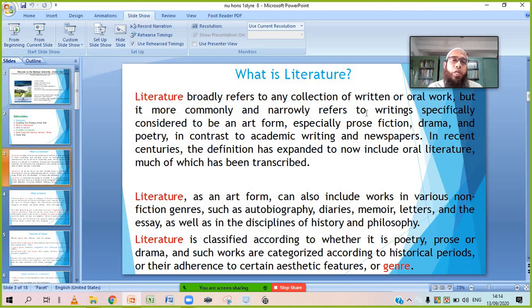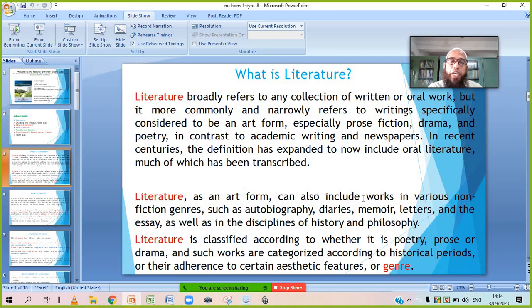And considered to be, the earliest form of literature was oral. There was no written form of literature. And later on, when the writing was invented, alphabet was invented, writing started. So some of the oral stories were transcribed, translated into language.